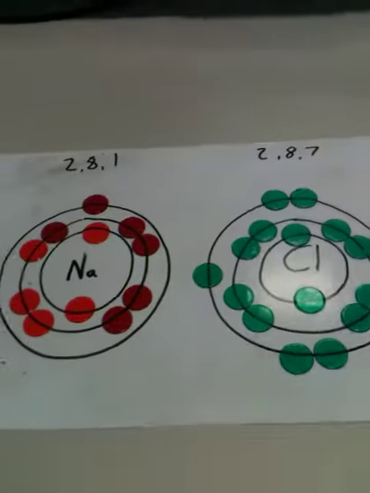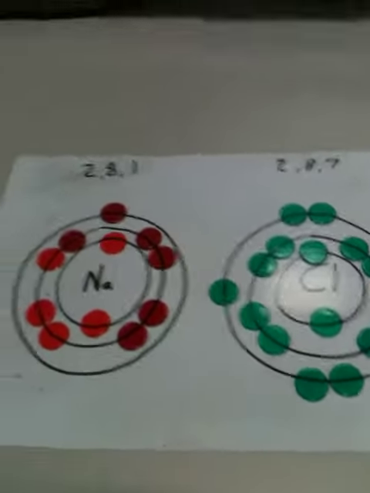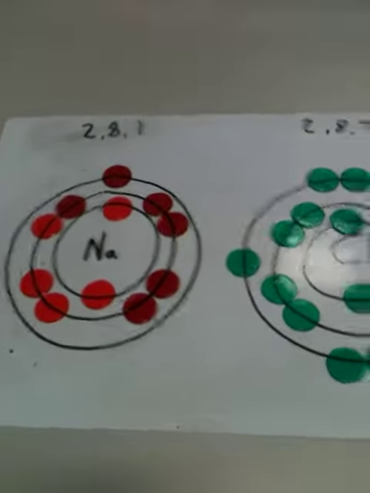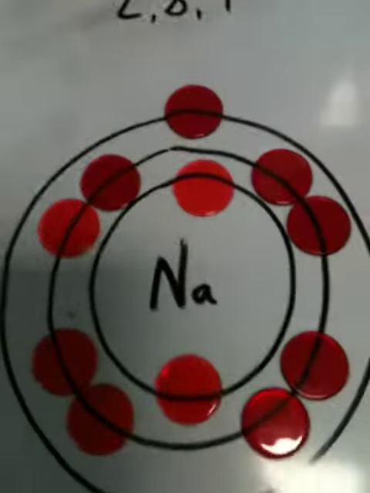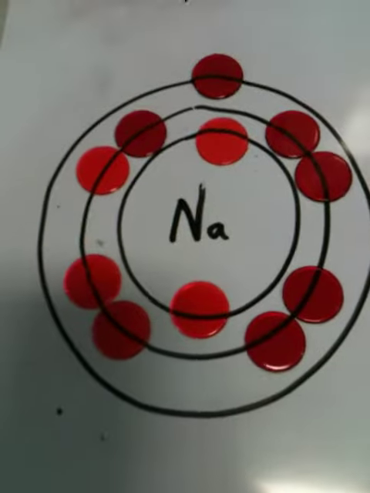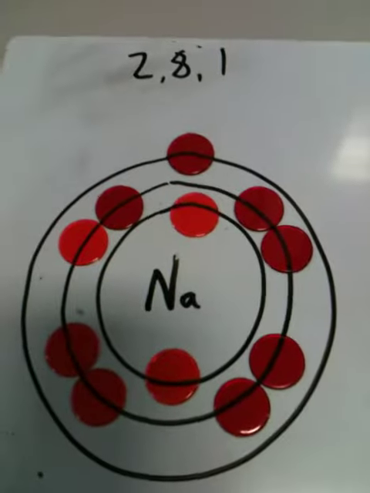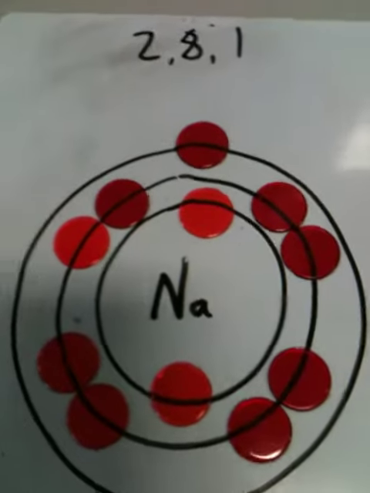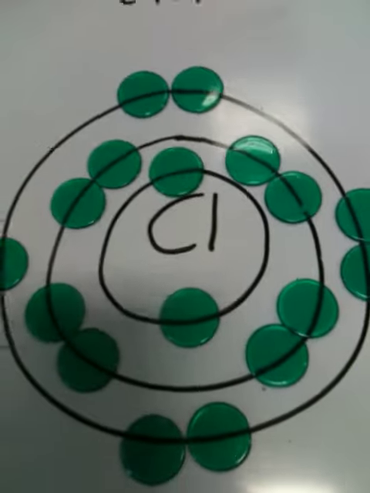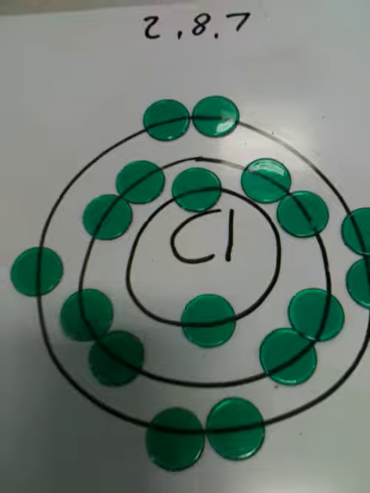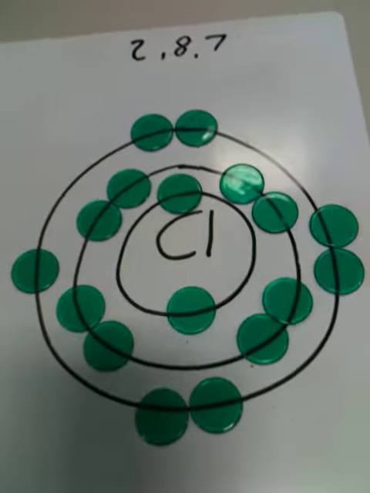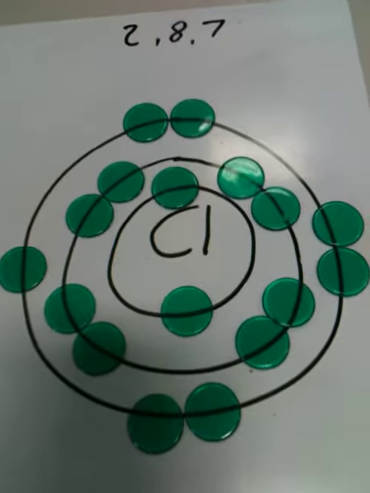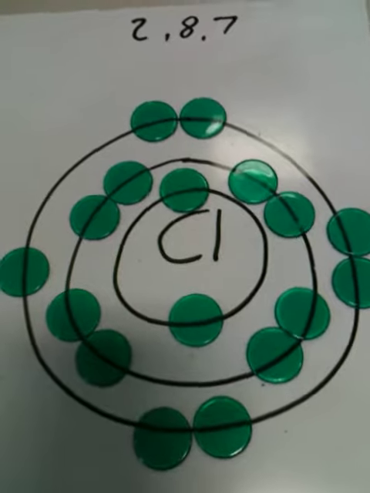Okay, year 10, here we go, ionic bonding using sodium and chlorine as the example. So over here I've drawn out the electron structure of sodium. We can see it is 2,8,1 with the red tiddlywinks representing the electrons. And next to sodium we've got chlorine, and the electron structure of chlorine is 2,8,7. And again I've got tiddlywinks representing the electrons, but this time they're green ones.